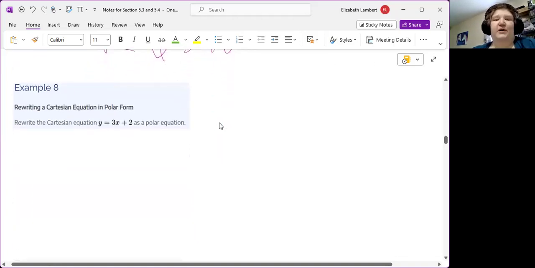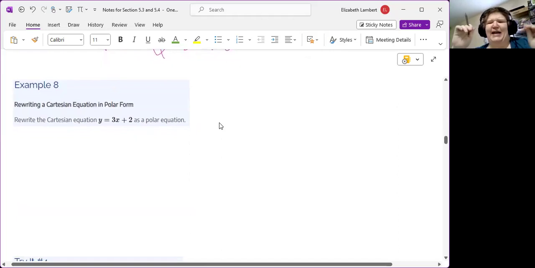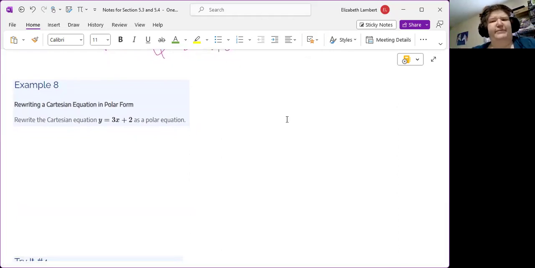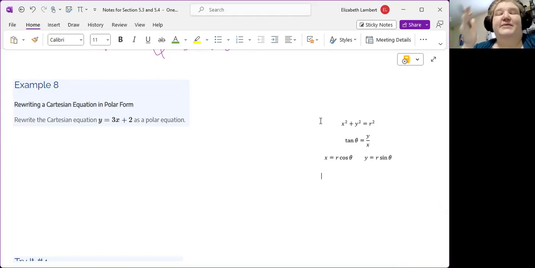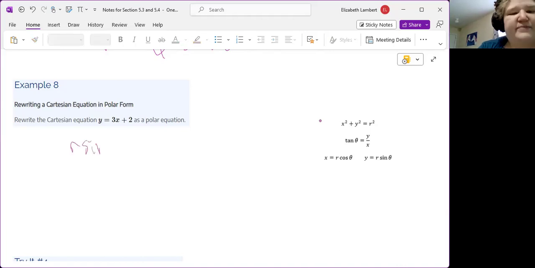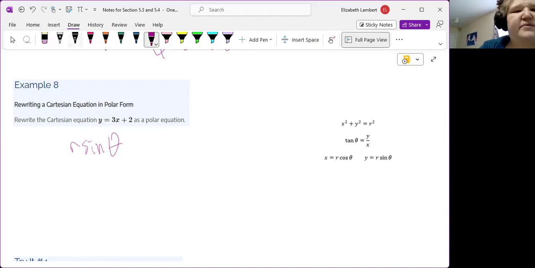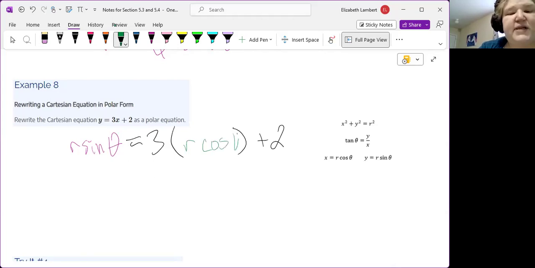Now this one is a little weirder. This is a very basic, it's just a line. How bad can it be? It gets weird. So we have our x and our y, and we're just going to go with our basic substitution. In place of our y, r sine theta. And this equals 3 times our x plus 2, and our x is r cosine theta. Now, technically, it's a polar equation. I'm done.